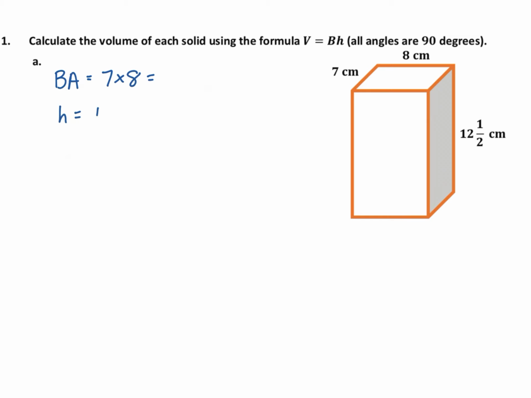The height is 12.5, which can be rewritten as 12 1/2 if you prefer to use a decimal. 7 times 8 is 56. And like I said, you could have either version of those. For the volume, we are going to do the base area times the height.